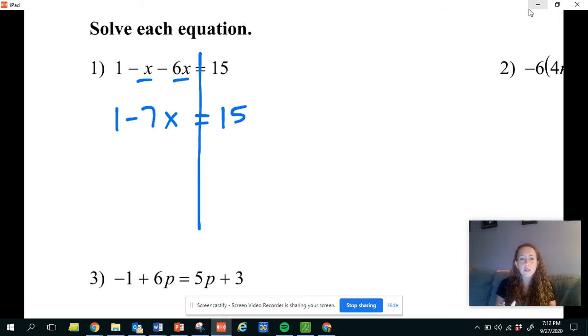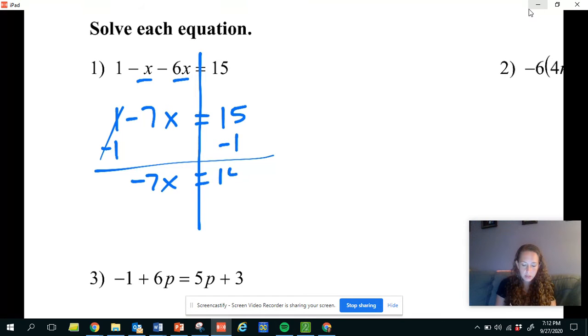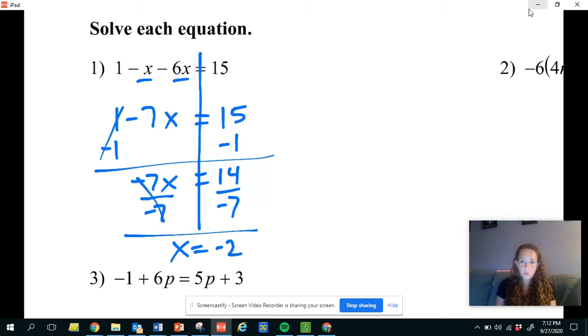So now that everything is simplified, I want to start moving things over. So I'm going to subtract 1 on both sides. I'll get -7x equals 14. And then my last step is going to be to divide. So I'm going to divide both sides by -7 to cancel those out. I get x equals -2.